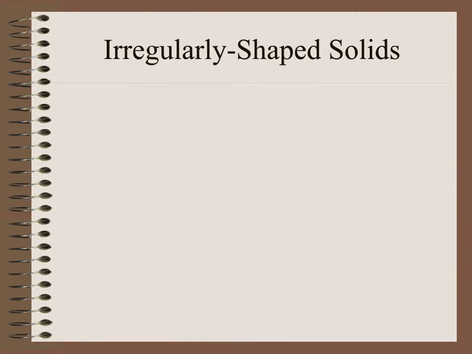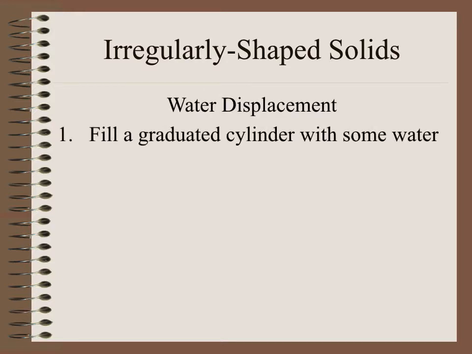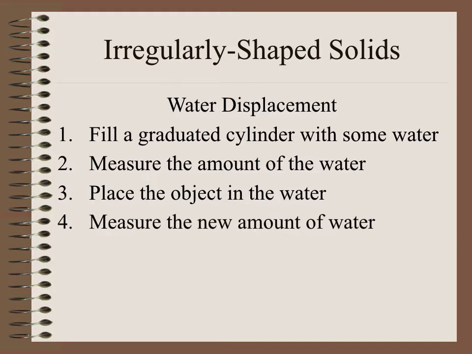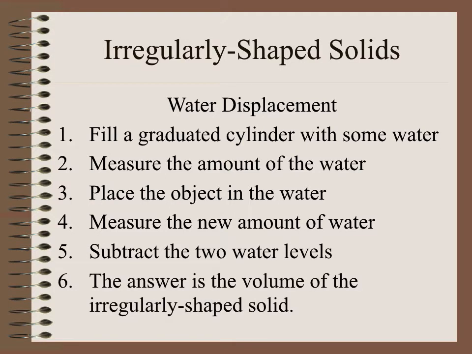If we have an object that we don't have a nice regular shape for, like a cube or a sphere or a cylinder, we could still determine its volume using a method called water displacement. The first thing that you do is you fill a graduated cylinder with some water. Next, you measure the amount of water. Then place the object in the water. When you place the object in the water, it is going to displace the water and the water level is going to rise. So you now measure the new amount of water. You subtract the two water levels and your answer is the volume of that irregularly shaped solid.